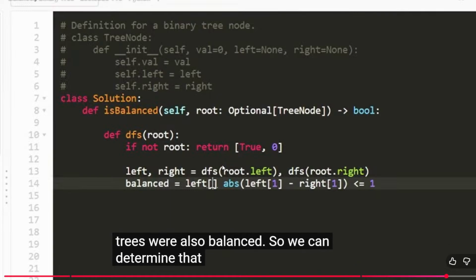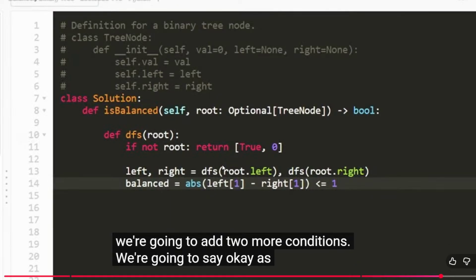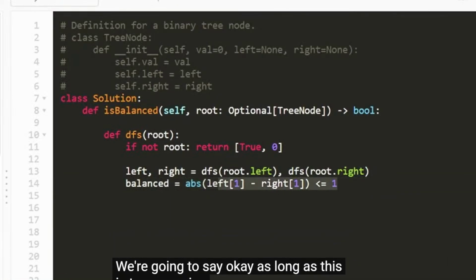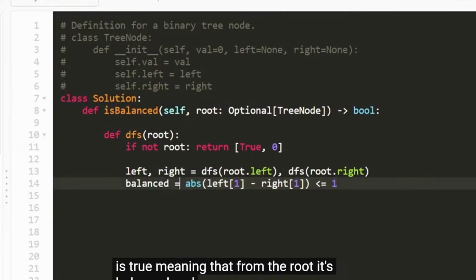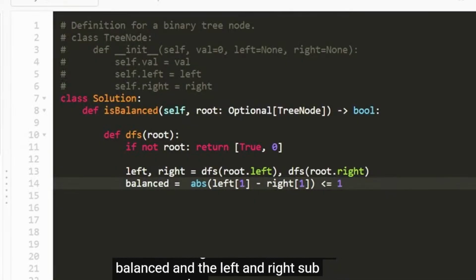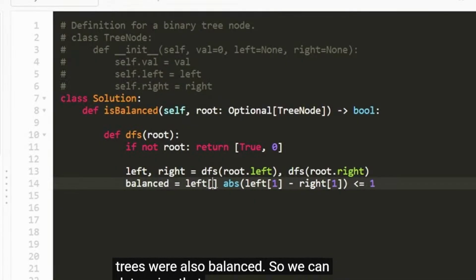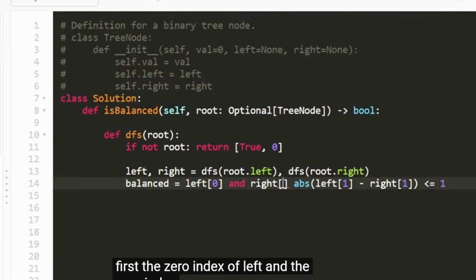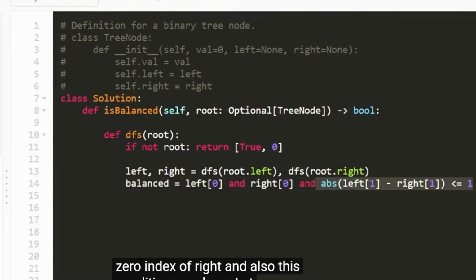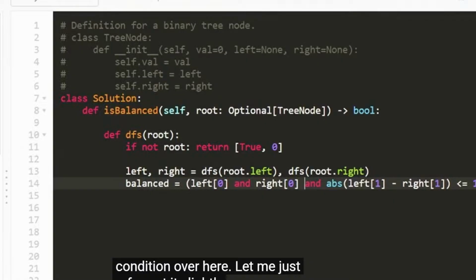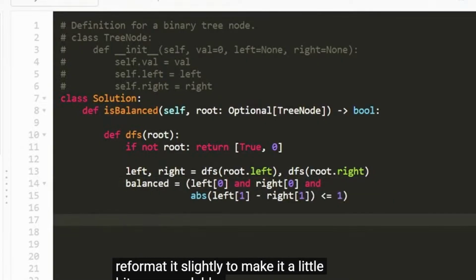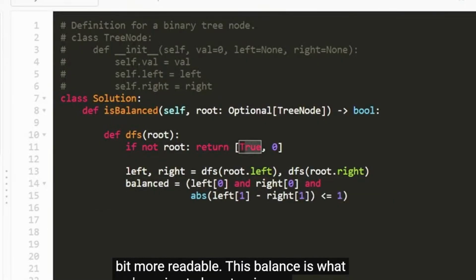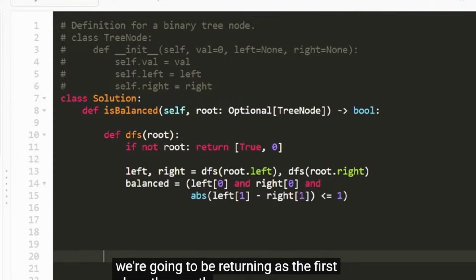So we can determine that by just taking the 0 index of left and the 0 index of right, and also this condition over here. Let me just reformat it slightly to make it a little bit more readable. This balance is what we're going to be returning as the first, as the 0th index. Let me just show you that.